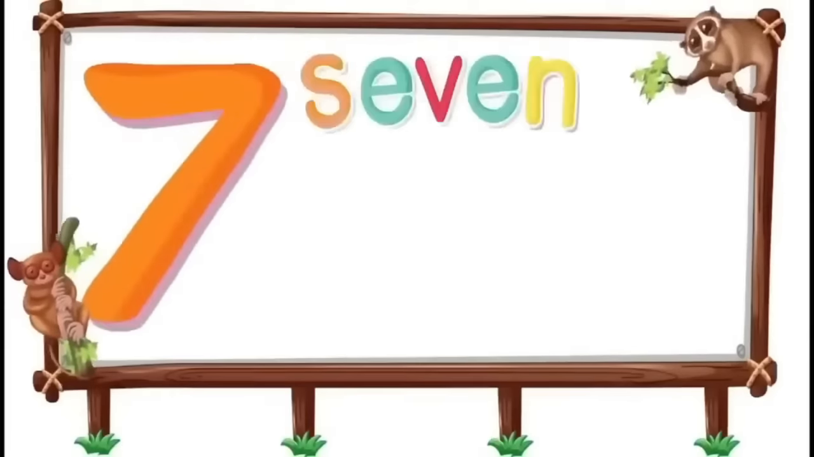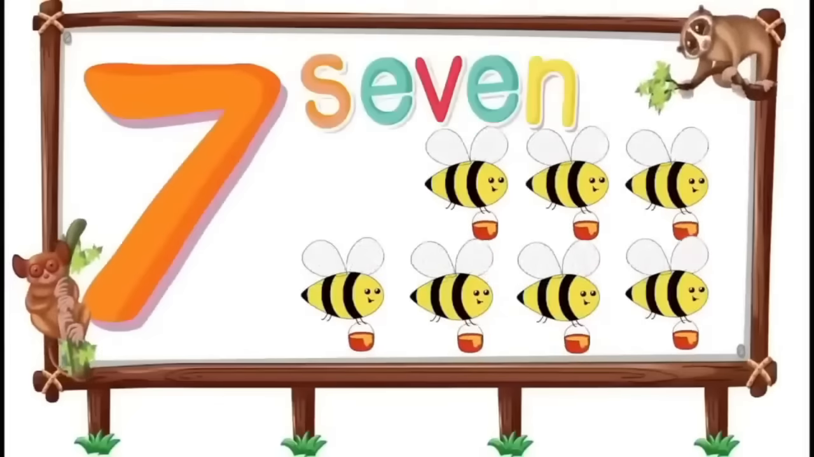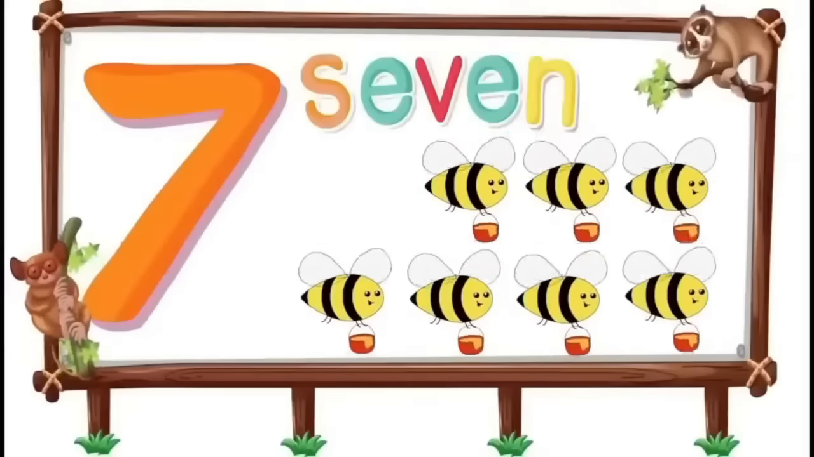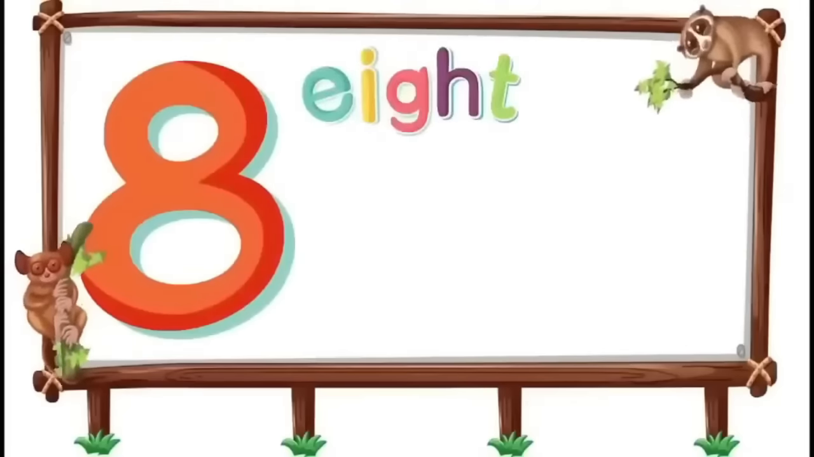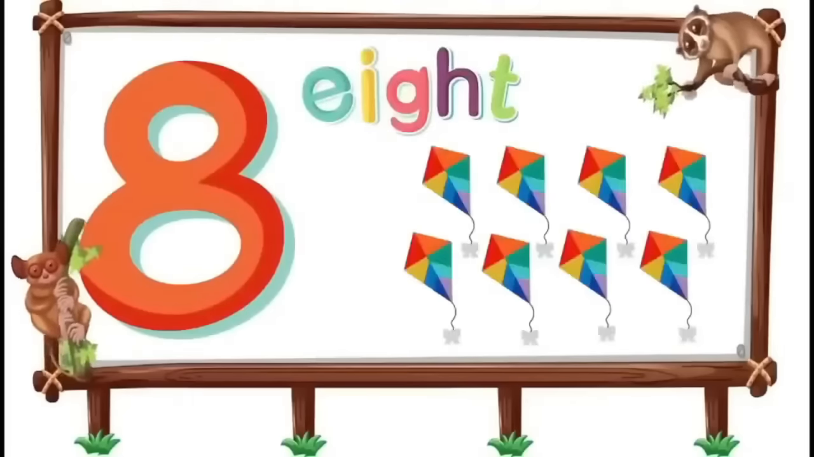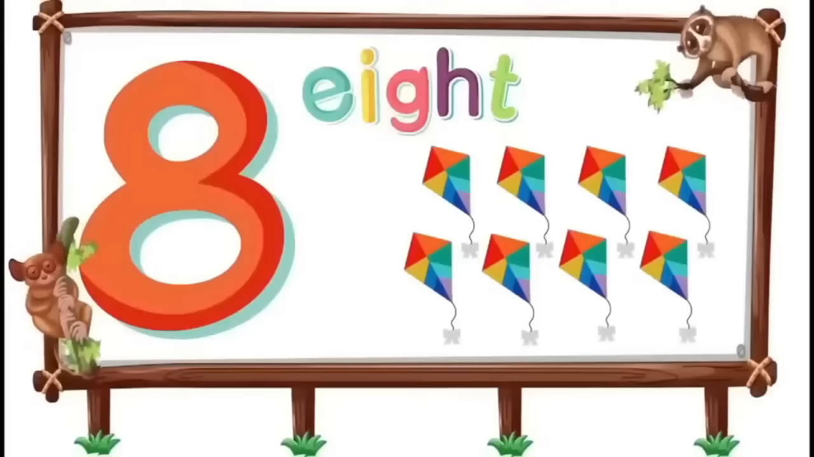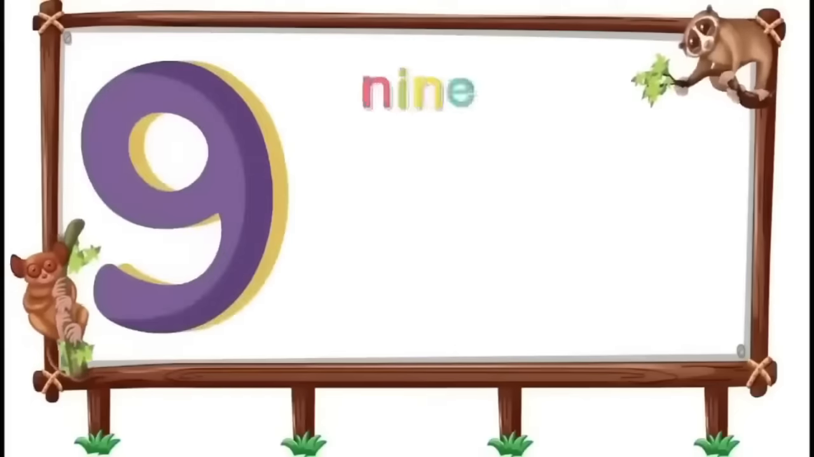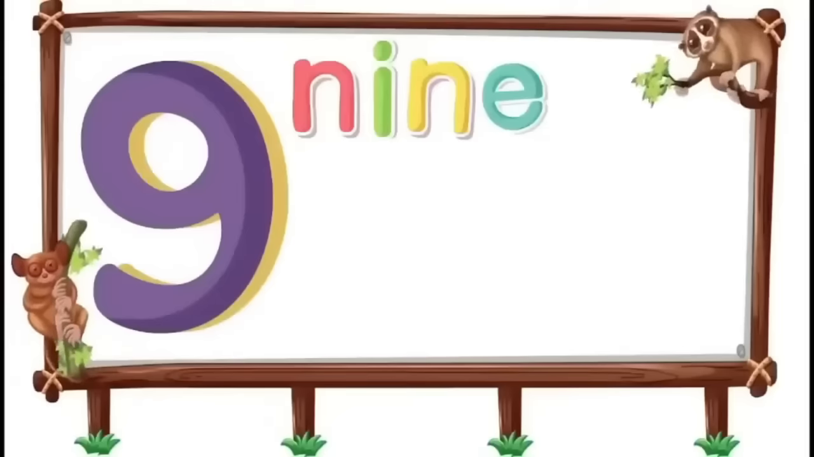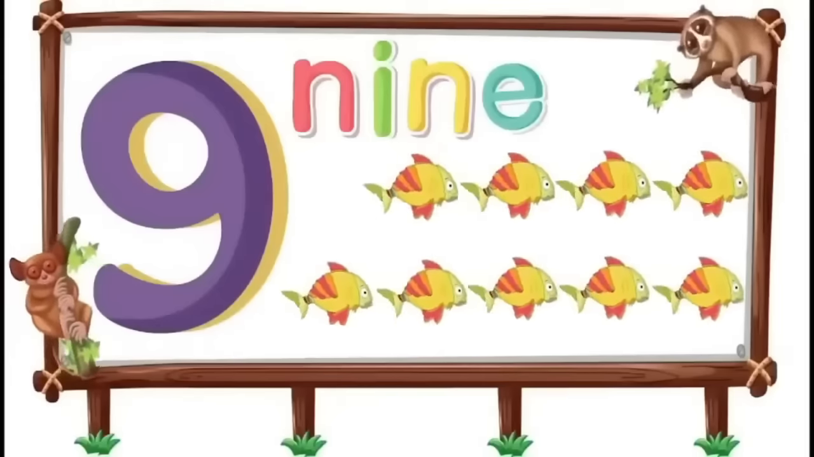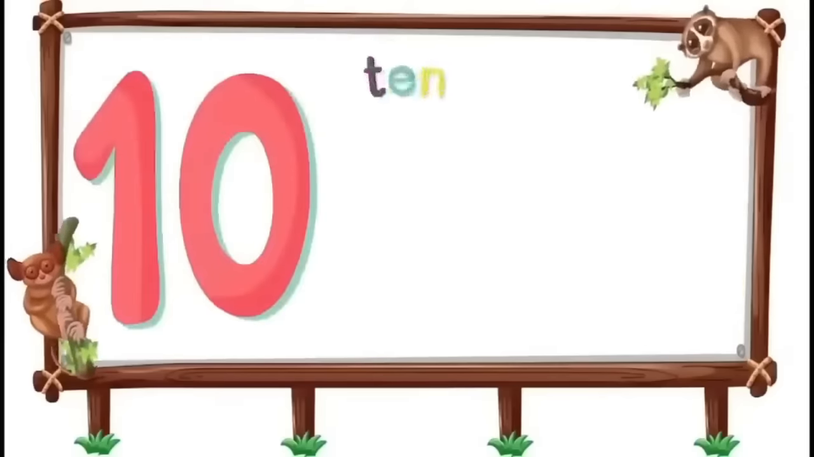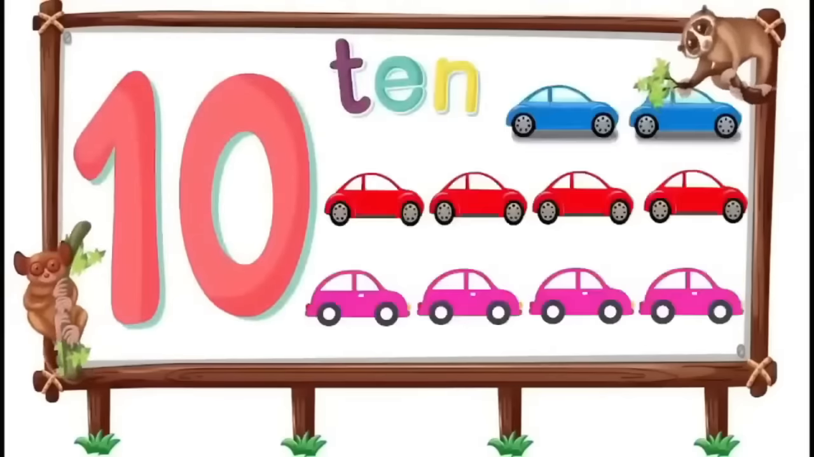Seven. S-E-V-E-N, seven. Seven honeybees. E-I-G-H-T, eight. Eight kites. Nine. N-I-N-E, nine. Nine fishes. Ten. T-E-N, ten. Ten cars.